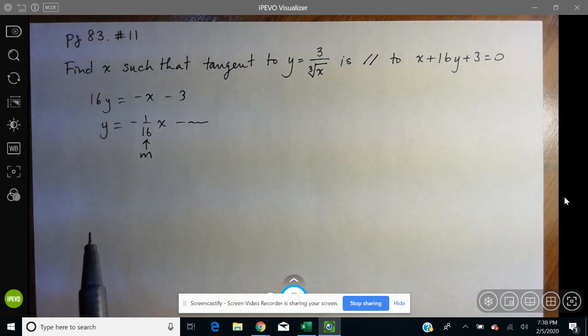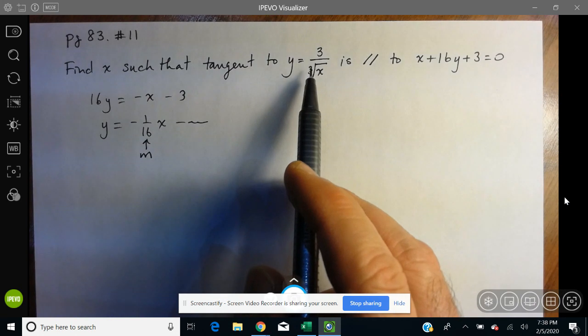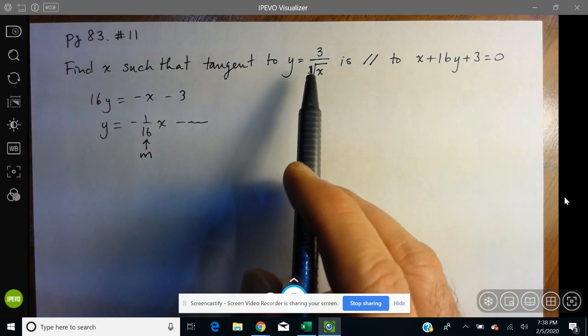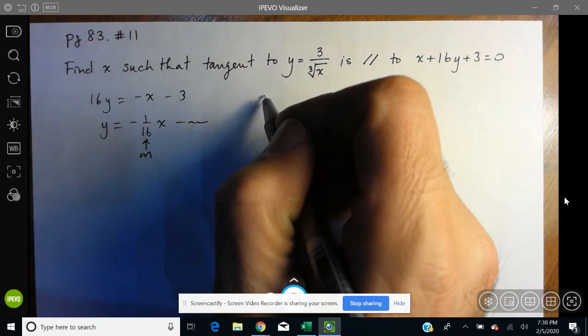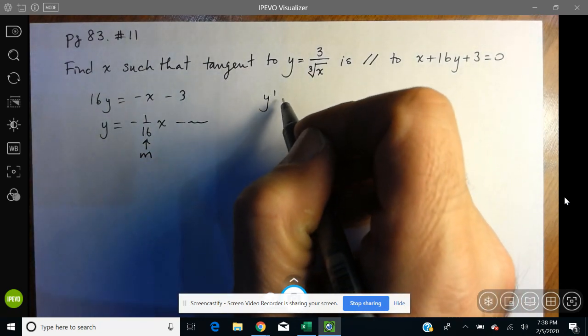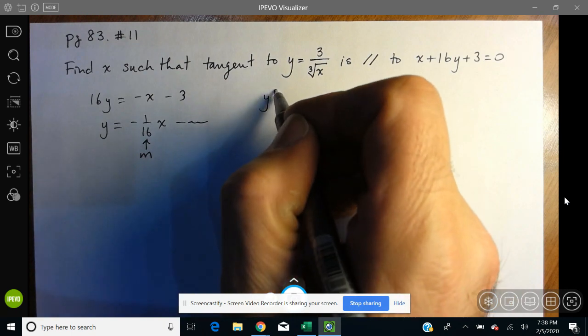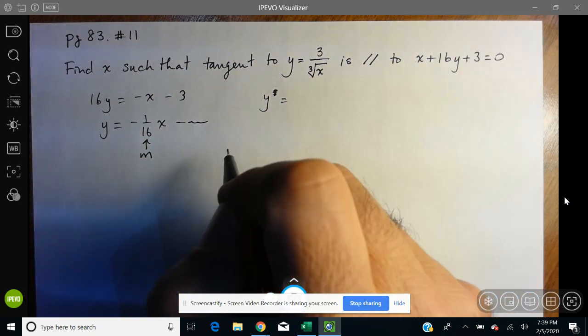Now, since the line I'm looking for is tangent to this function here, it means that the slope of the tangent is also given by the derivative of the function. So now I'm going to find the derivative of this function. In fact, I'll start by rewriting it, just to make it really clear what I'm doing.